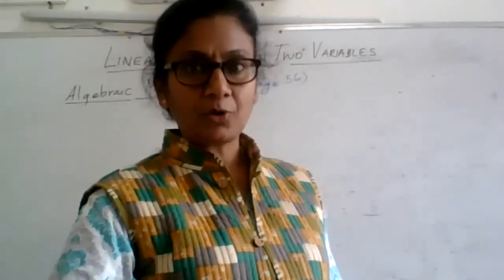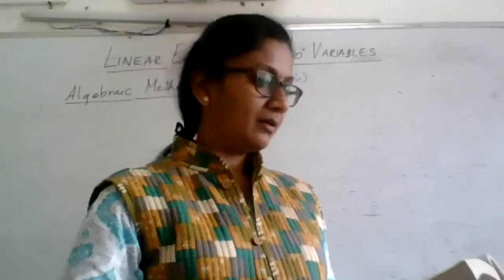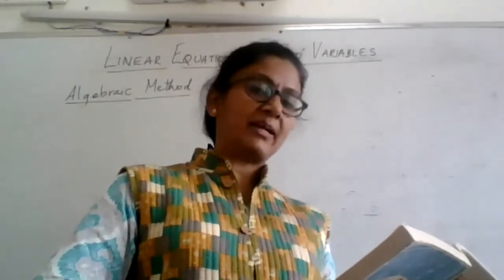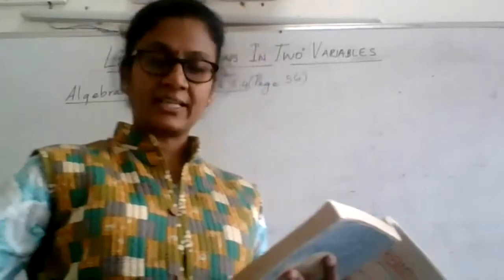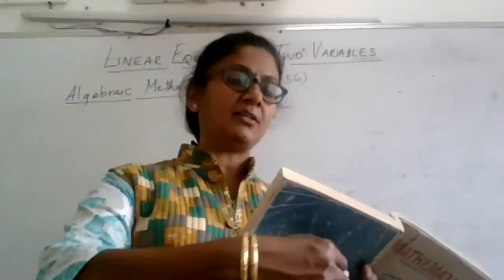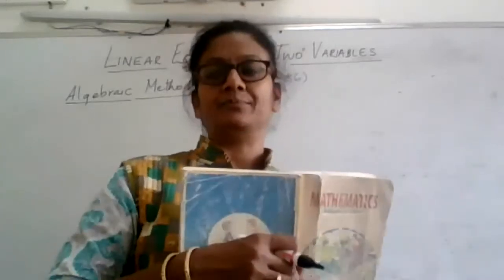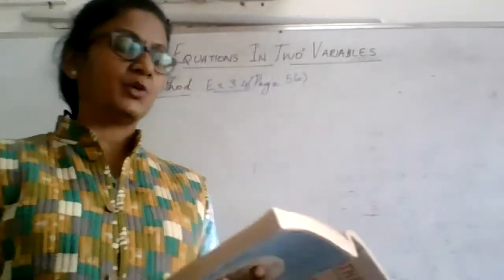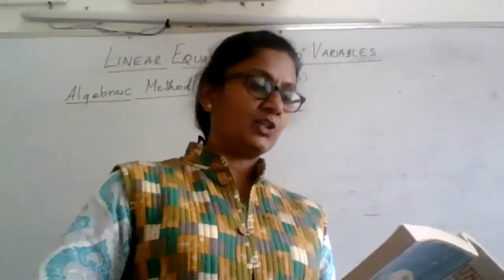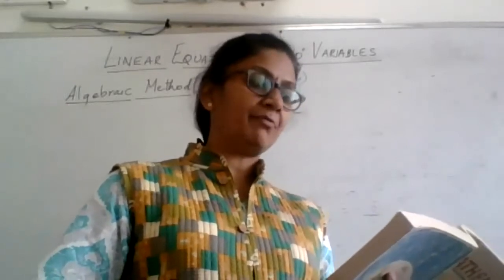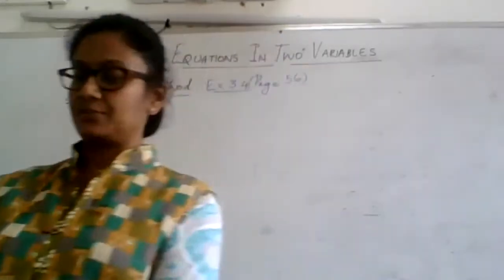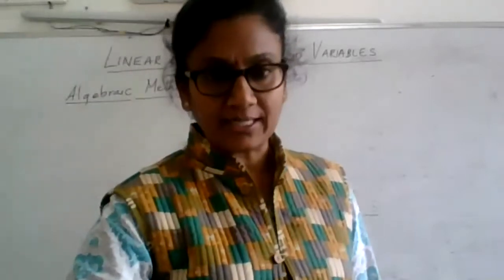Okay, now I am in problem number 1. Form a pair of linear equations in the following problems and find their solutions by the elimination method. So the first problem says, if we add 1 to the numerator and subtract 1 from the denominator, a fraction reduces to 1. So there is a fraction which will reduce to become 1 when we add 1 to the numerator and subtract 1 from the denominator. It becomes 1 by 2 if we only add 1 to the denominator. What is the fraction?